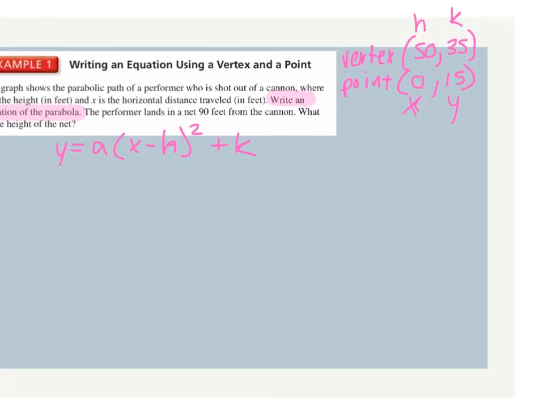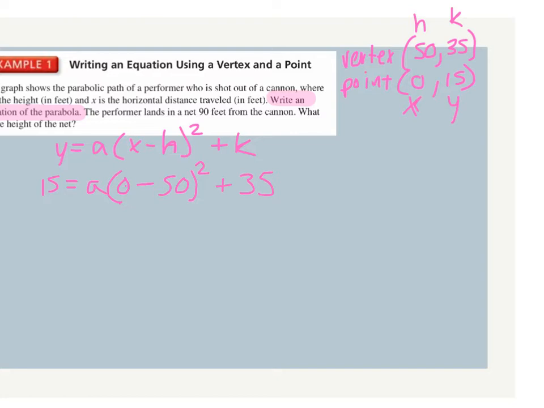So we're going to plug in everything we have so far. So we have y is 15. We're going to find a because we don't know what that is yet, so we just leave it as a. Our x is 0. Our vertex is 50. Remember in our equation here that it's x minus h, so we have to make sure we have minus 50, and that's squared. Plus our k is 35.